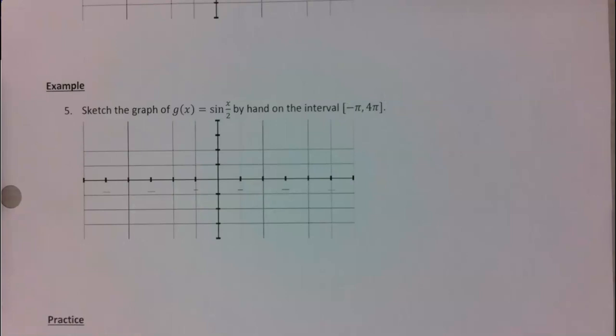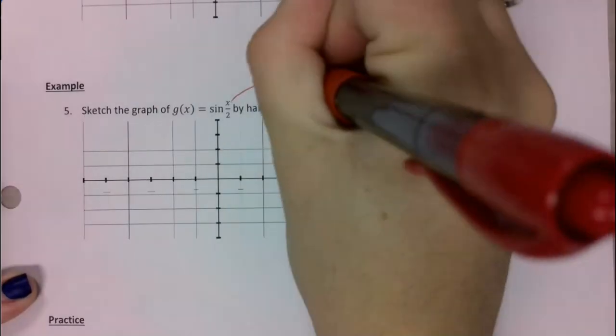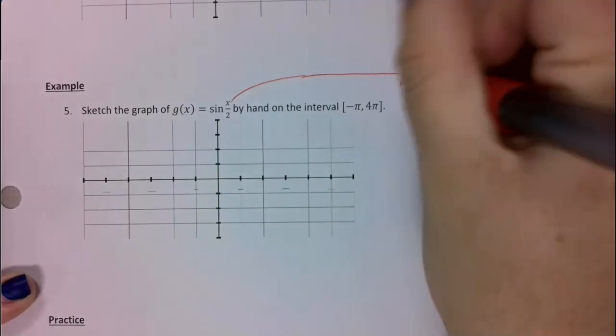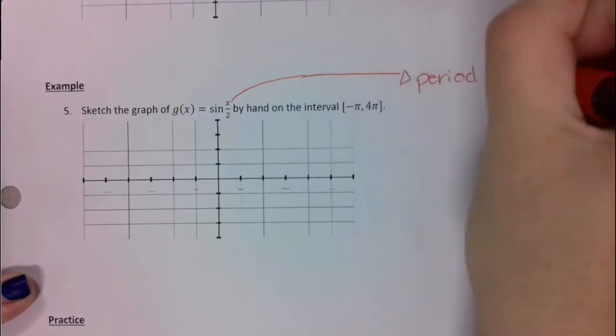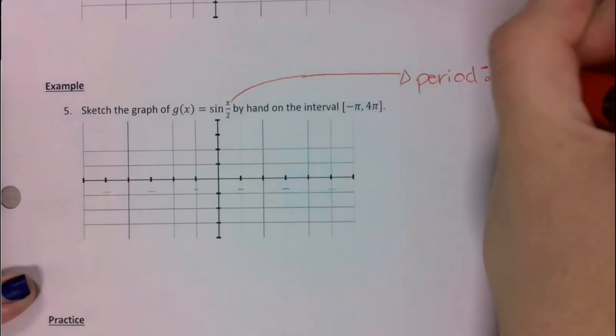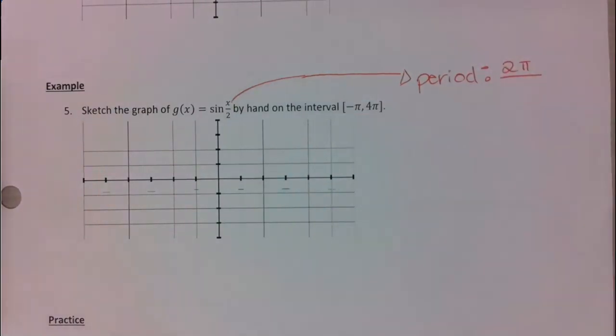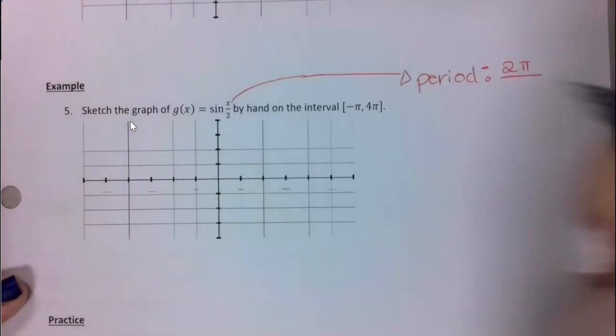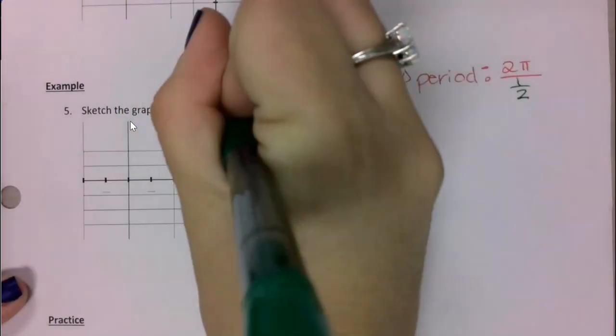Okay, so we're finishing off the notes. This one wants me to sketch the graph, but notice this time I have something with my x, right? So to find my period, I'm going to take 2 pi, and then I'm going to divide by what is in front of the x. So what number is with the x? It's a fraction, 1/2. So I'm going to divide by 1/2 because this is really the same thing as 1/2 x.